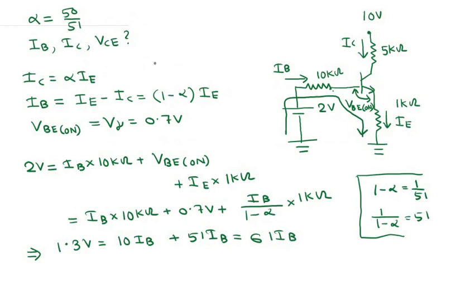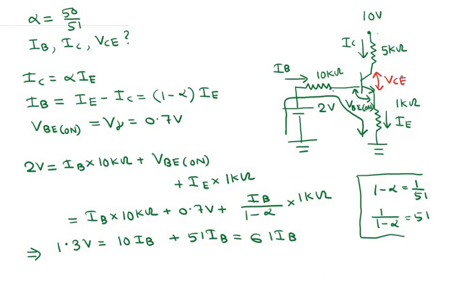To find VCE, we apply Kirchhoff's voltage law in this loop, starting from the 10 volt source through this 5 kilo ohm resistor, and then through this VCE. VCE is the collector to emitter voltage. So we follow Kirchhoff's voltage law in this loop through the 5 kilo ohm resistor, then through VCE, and then through this 1 kilo ohm resistor.